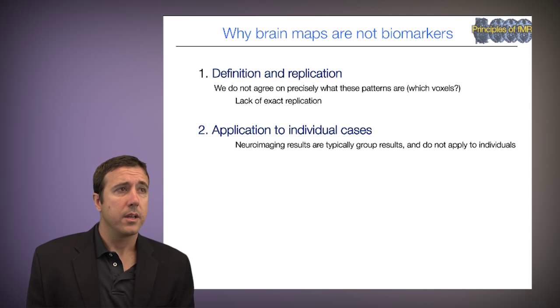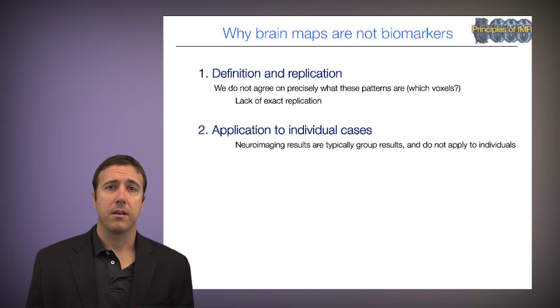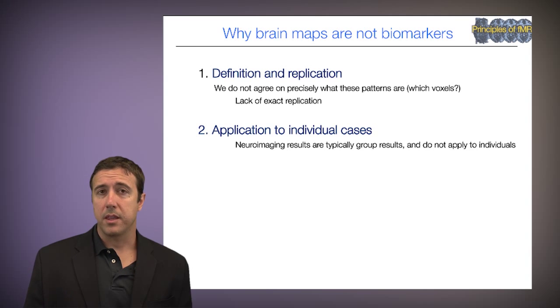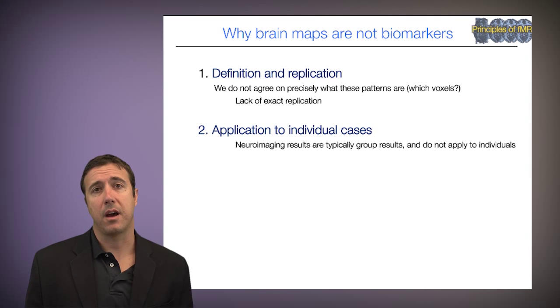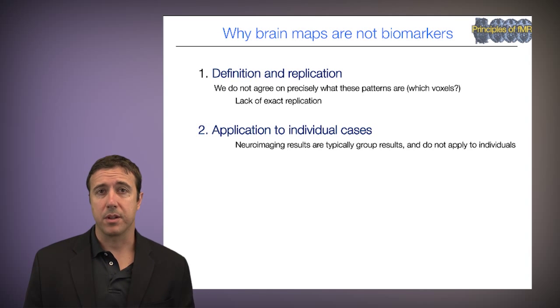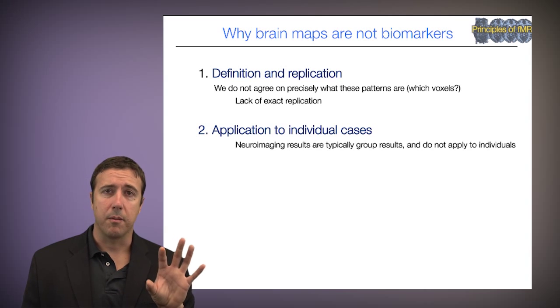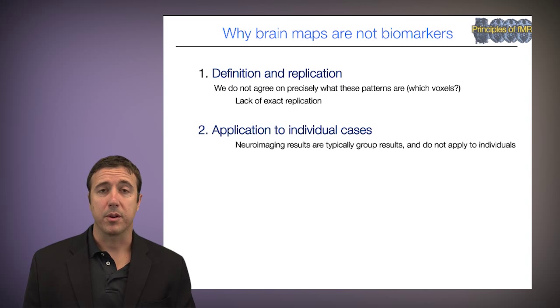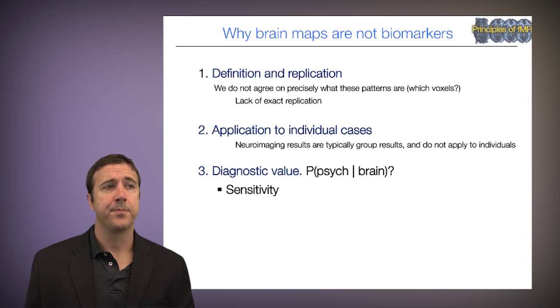Number two is that most of the results that we get from studies are group maps. We don't apply them to individual cases, individual people, and they're not validated for application. And before we really start to use neuroimaging to say something about a person, what a person's thinking or feeling or experiencing, we need to validate them at this level of the individual person. We need to apply them to individuals.